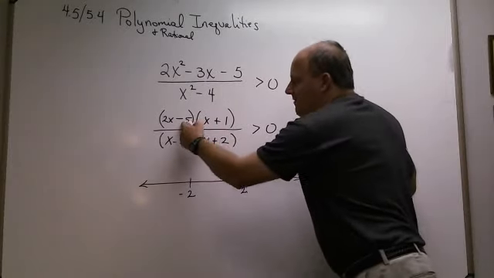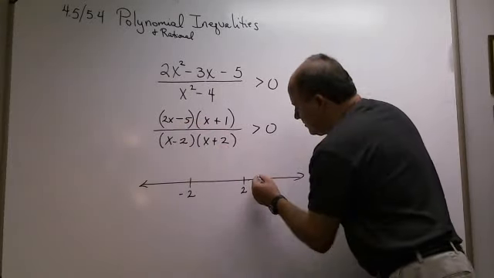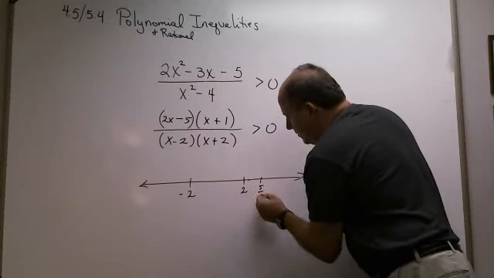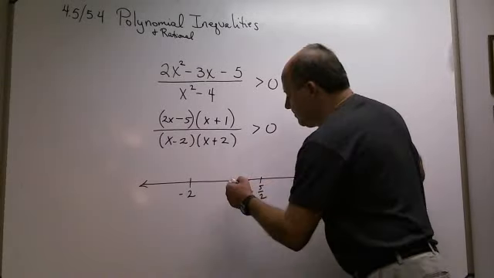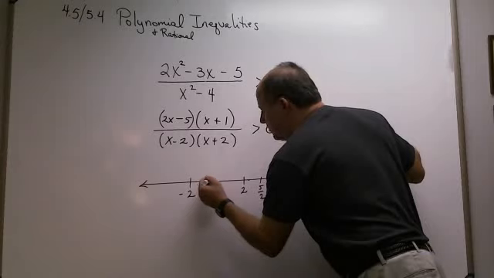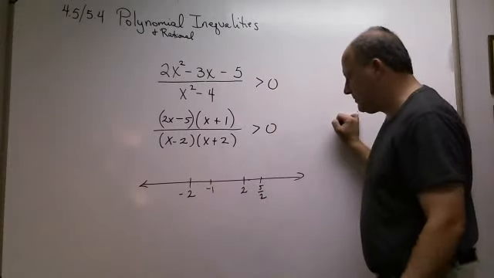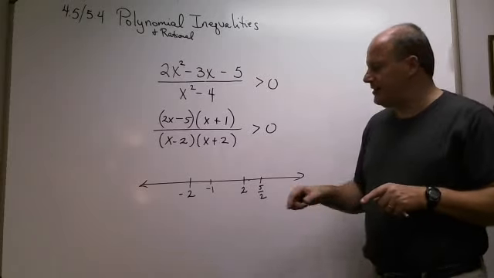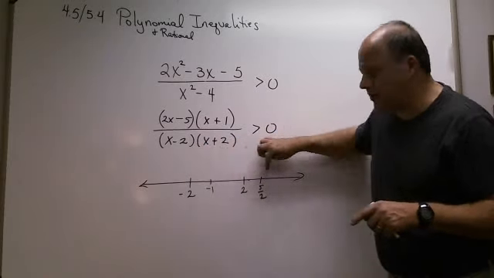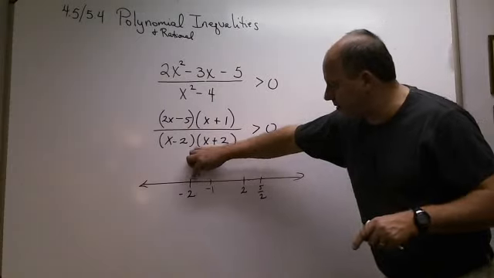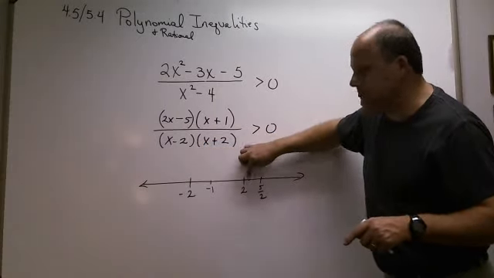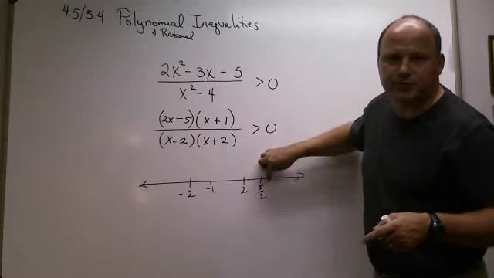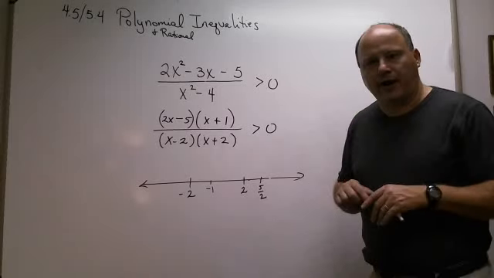The x-intercepts are 5 halves, which is 2.5, just on the right side of 2, and negative 1, which is between negative 2 and positive 2, so negative 1 goes there. So, like I said, they don't have to be drawn to scale. They just have to be from the smallest to the largest. And negative 2 is smaller than negative 1, which is smaller than 2, which is smaller than 5 halves, which is 2.5. So I got the order the right way.